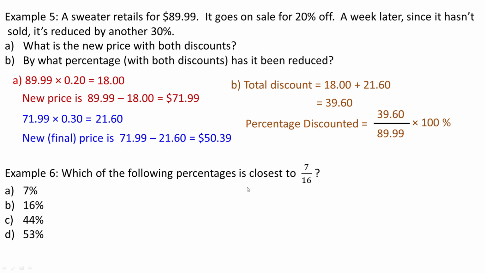Example number 6, which of the following percentages is closest to 7/16? We're really changing a fraction to a decimal and then a percent. Oh, I forgot my 44% here. If you divide 7 by 16, you get 0.4375. To change that to a percentage, we multiply it by 100, so that's 43.75. A lot of these EQAO questions are phrased, what answer is closest to? These are always to the whole percent. 44% is closest to 43.75, so we would circle 44% as the correct amount.